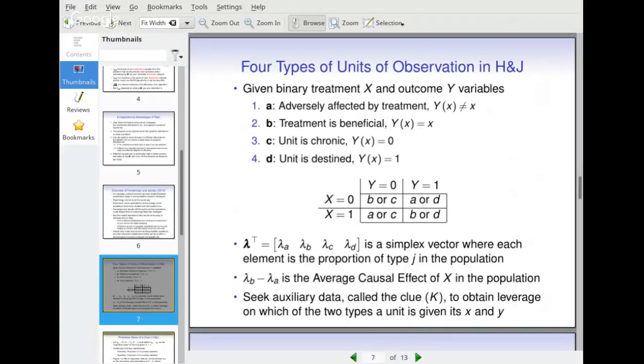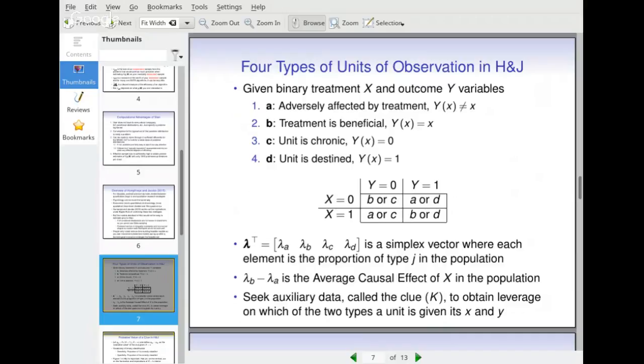So Humphries and Jacobs starts off, and this can be generalized, but it's hard enough to understand even in the most simple case, with 4 types of units. In political science, these would often be countries, but you could think of them as types of people or whatever your units of analysis are. Let's say we have an X variable, which we'll think of as the treatment, and a Y variable, which we'll think of as the outcome, both of which are binary. And so all of our observations fall in one of 4 buckets.